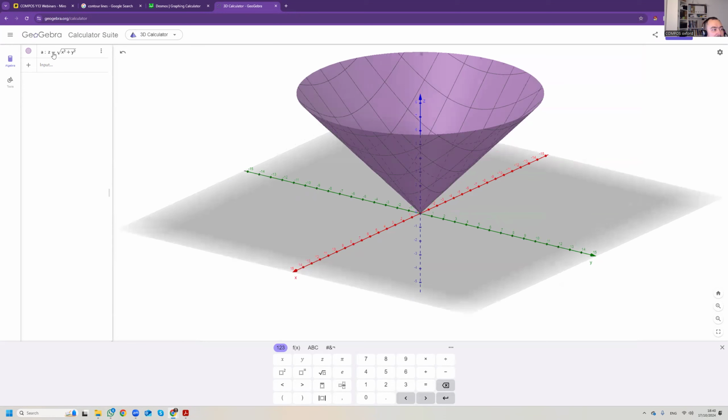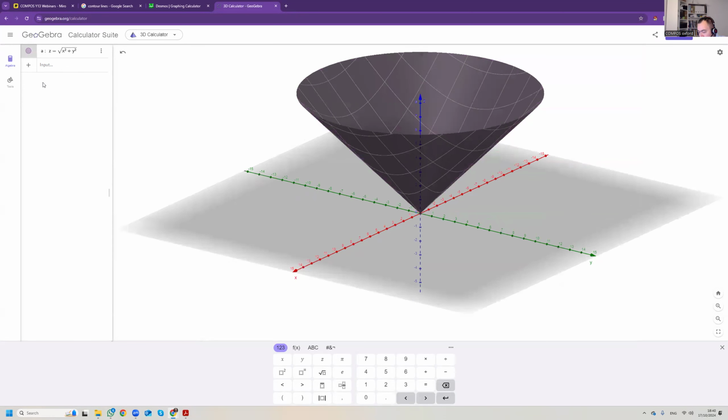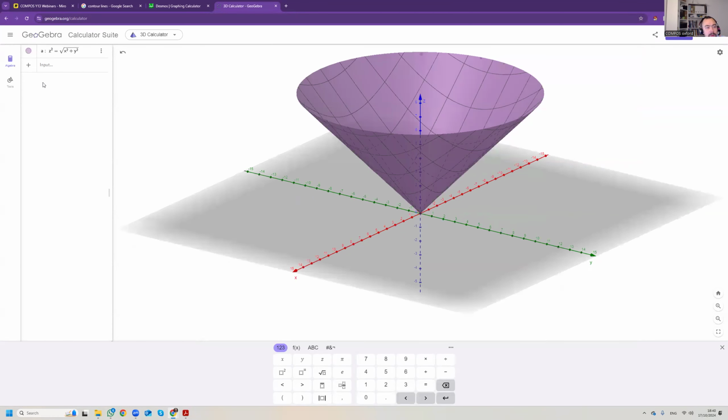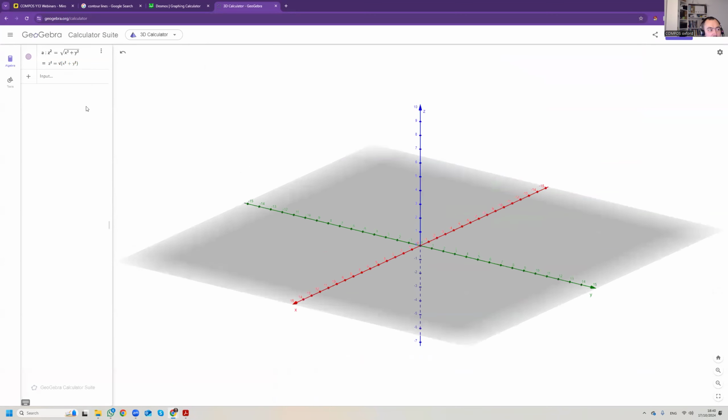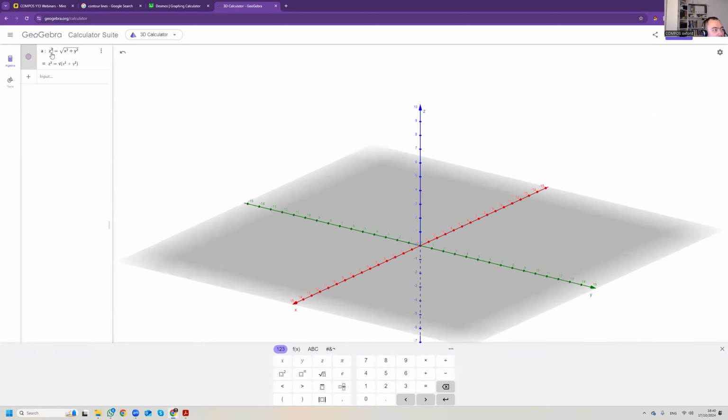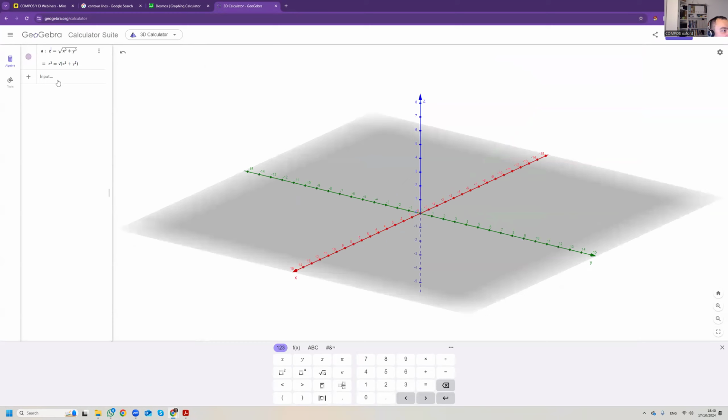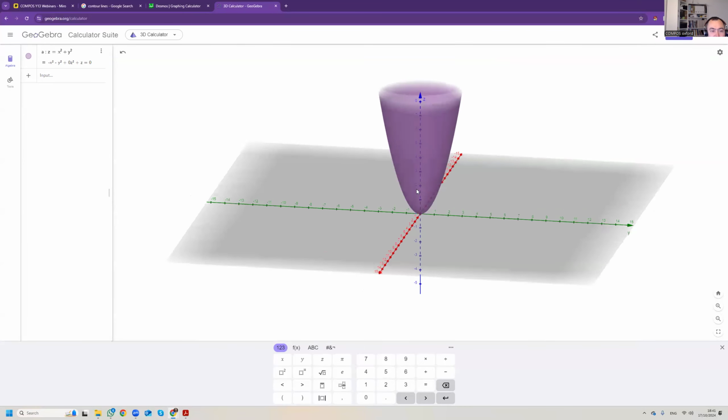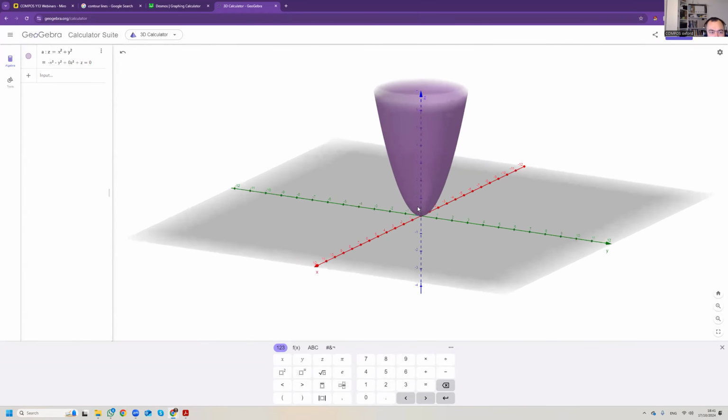Now, if it was z squared, no, that wouldn't help. Nope. If it was like this, then it would be a paraboloid.